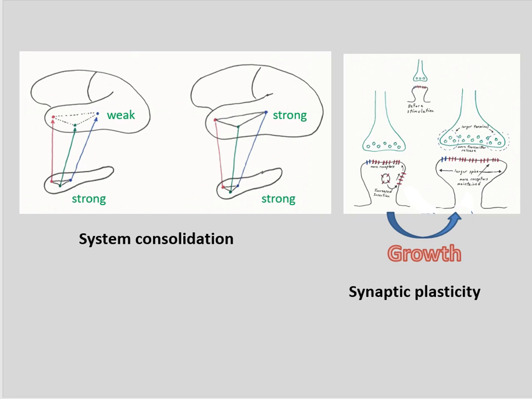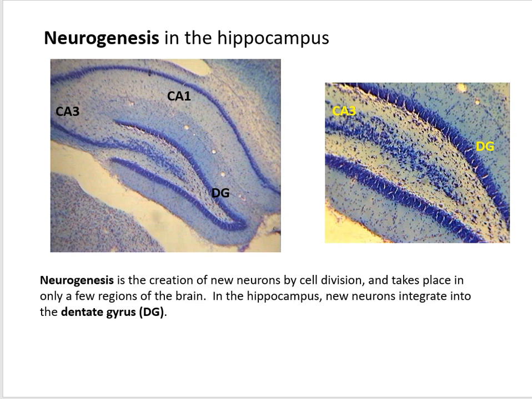In this lesson, we'll examine some other aspects of synaptic plasticity and then start to apply it to school settings. First, there is another kind of plasticity taking place in the brain. And much of this work was done with animals, but more and more with humans. And that is the discovery of neurogenesis in the hippocampus region. Now, neurogenesis is the creation of new neurons by cell division and takes place in only a few regions of the brain. In the hippocampus, new neurons integrate into the dentate gyrus, this region of the hippocampus.